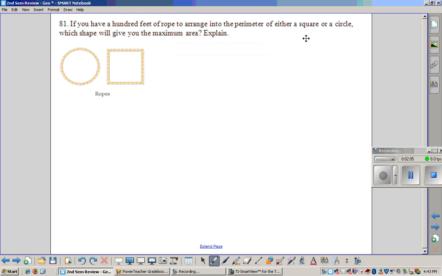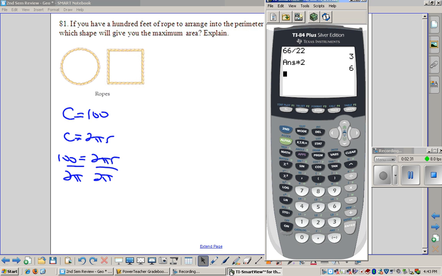On the next one, you have 100 feet of rope to arrange into the perimeter of either a square or a circle. Which shape will give you the maximum area? So 100 all the way around would be circumference. So what's the area of the circle with the circumference of 100? So C equals 100, and C equals 2 pi r. So we'll put 100 equal to 2 pi r, and solve for the radius. So we'll divide by 2 pi and 2 pi. So you take 100 divided by 2, and then divide by pi. And you get a radius of about 15.9.